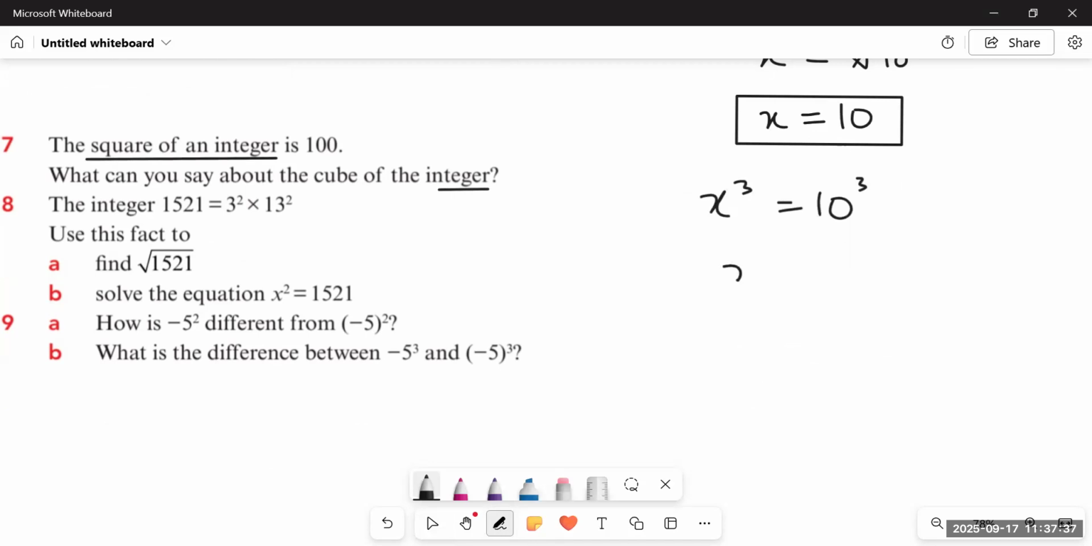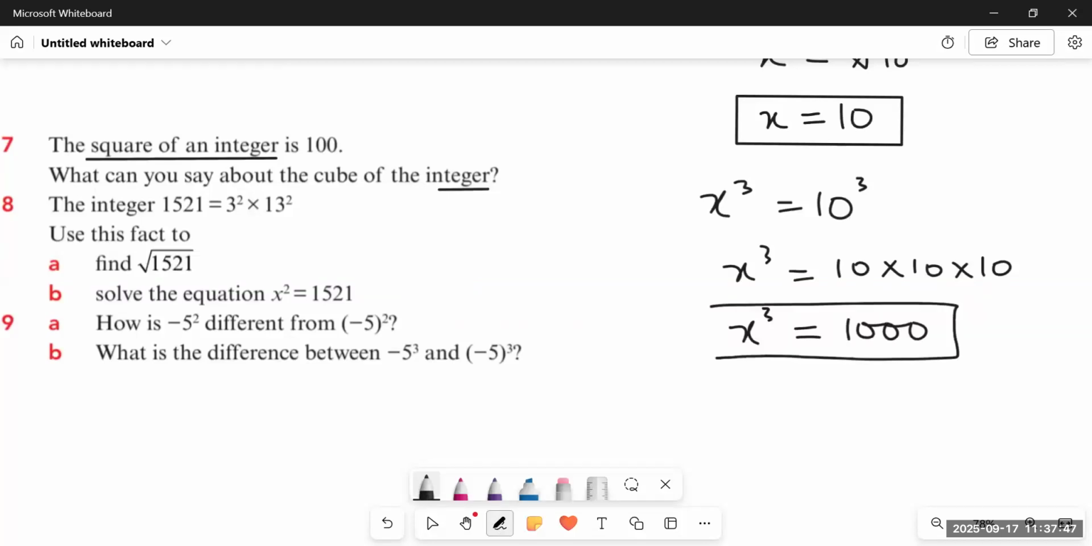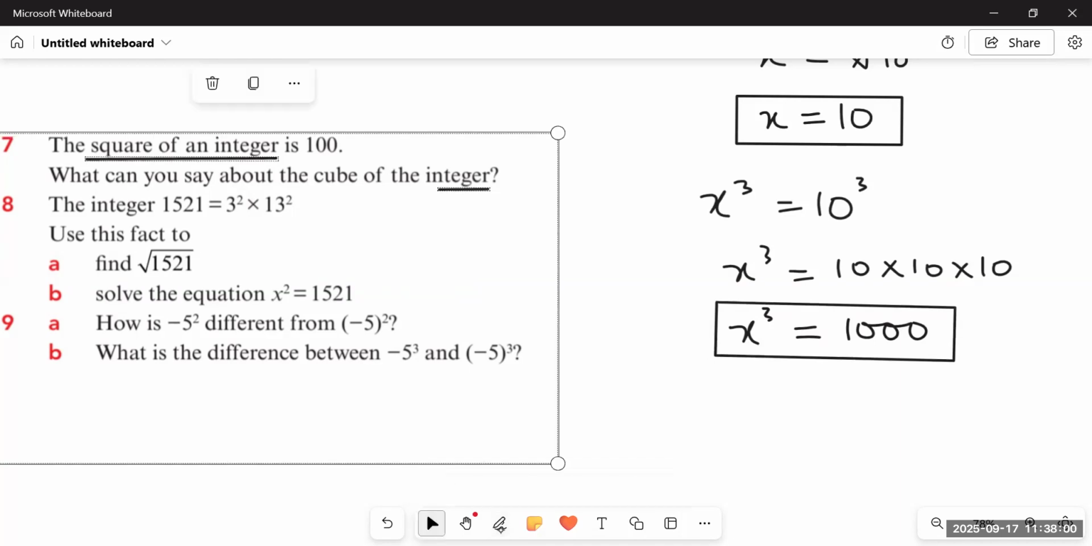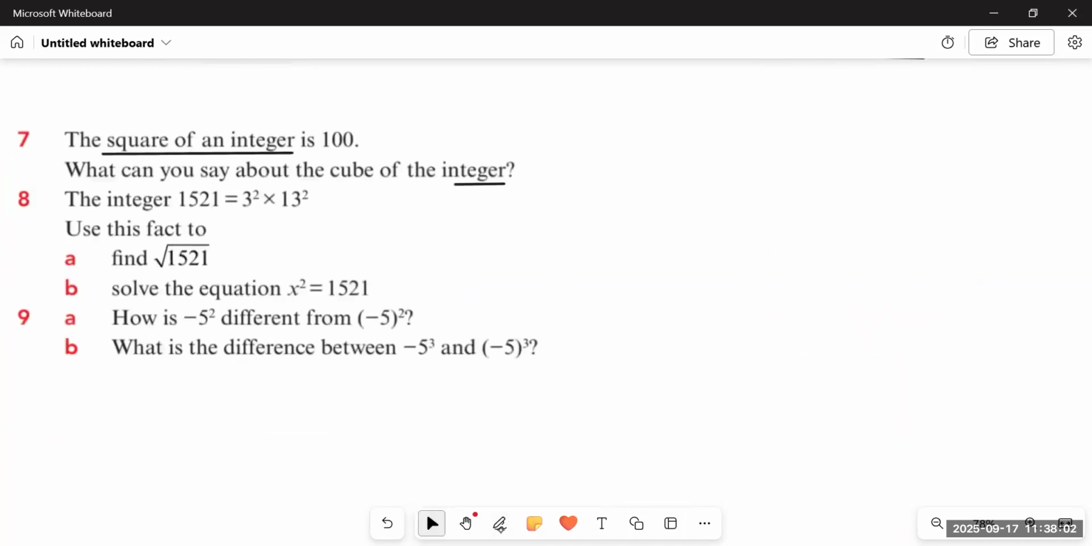That is 10 multiplied by 10 multiplied by 10, it's 1000. So the cube of that integer would be 1000. You see, the cube of x, the cube of that integer is 1000. So if there is an integer, its square is 100, its cube will be 1000. That's simple. Now the next question says the integer 1521 is equals to 3 square into 13 square.